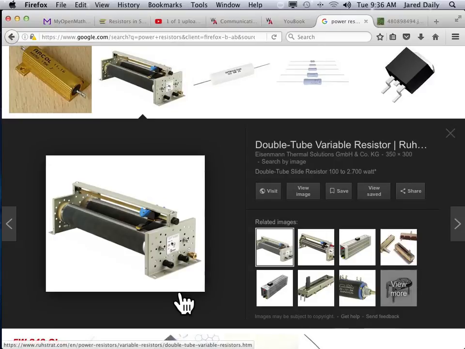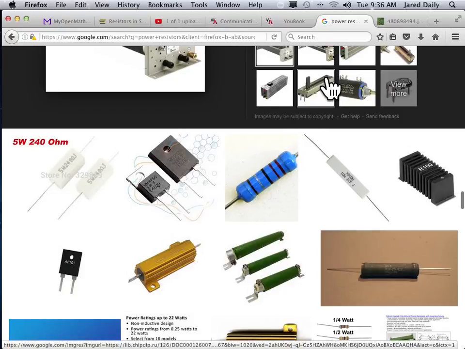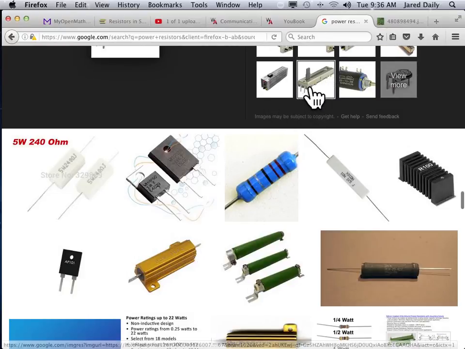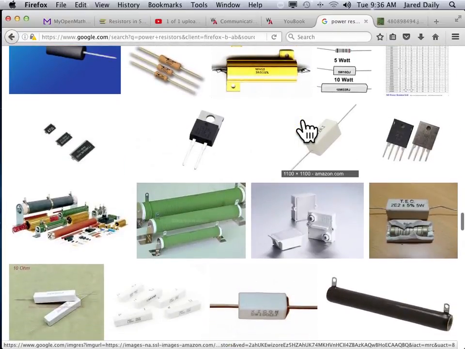Here's a variable resistor that we call a rheostat. It's also a power resistor. You slide this slide along and it changes the resistance of it. Here's another slide resistor that you can change the resistance of. So there's different kinds of power resistors.